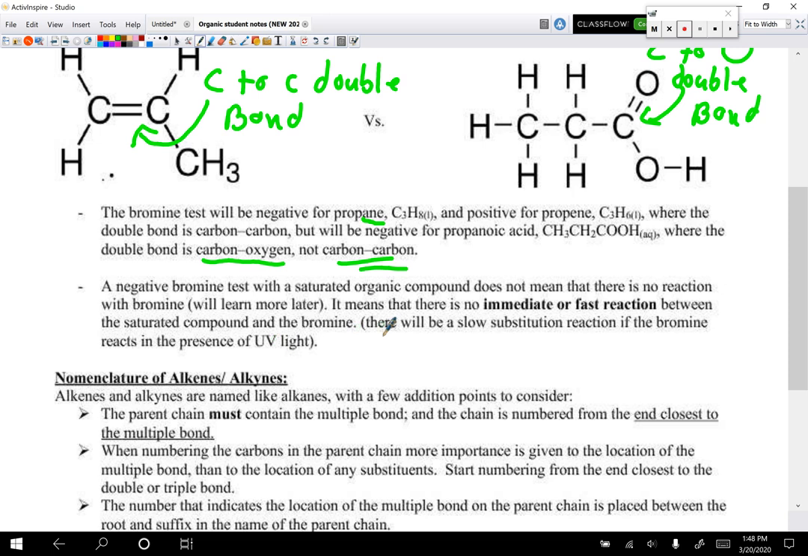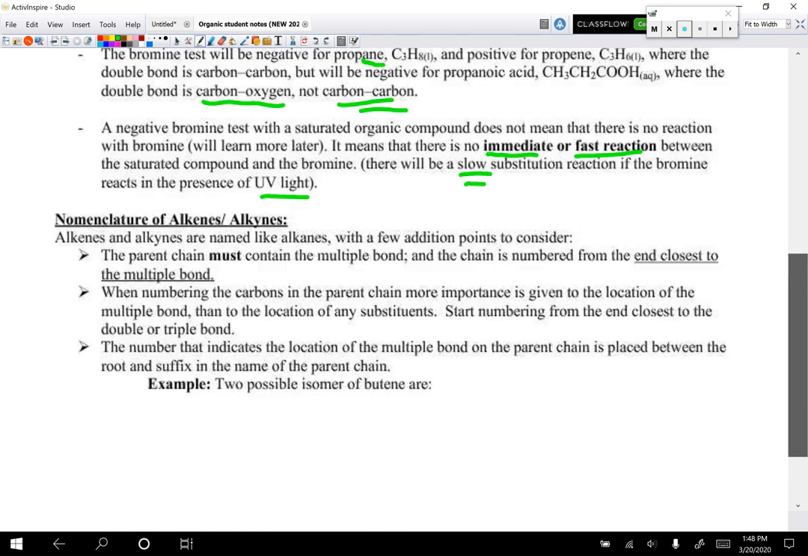So all that means is that there's no immediate or fast reaction with the saturated compound. We can get a slow substitution reaction in the presence of UV light, but when we get over substitution reactions, it'll be a little more clear, but these are very slow, so you're looking for a fast, immediate reaction. All right, so that's just a little bit on the saturation stuff.